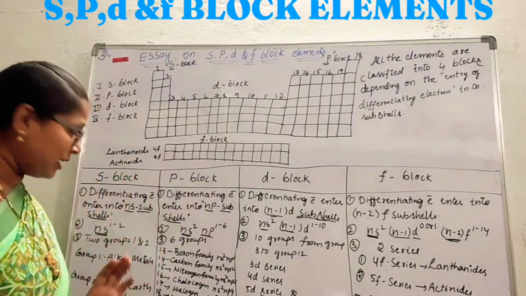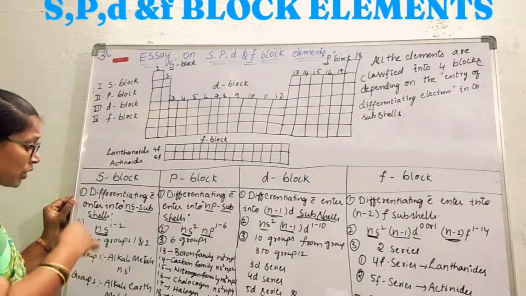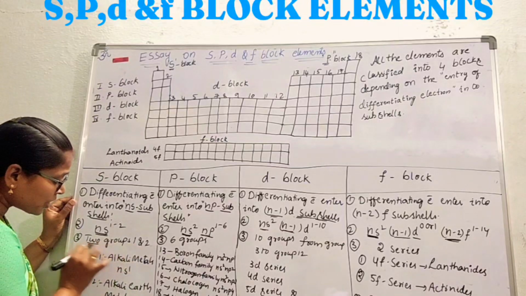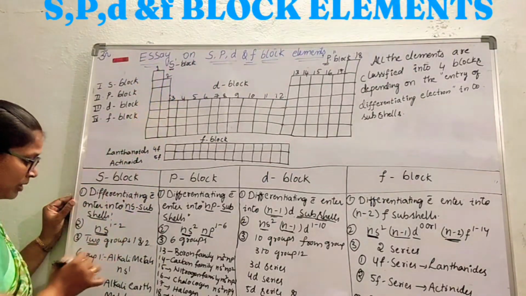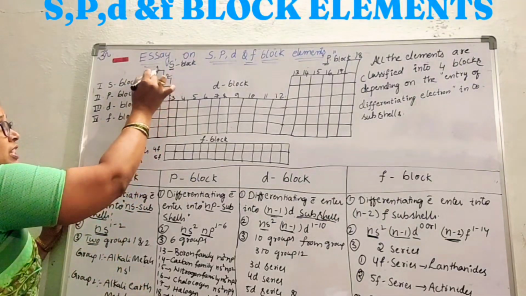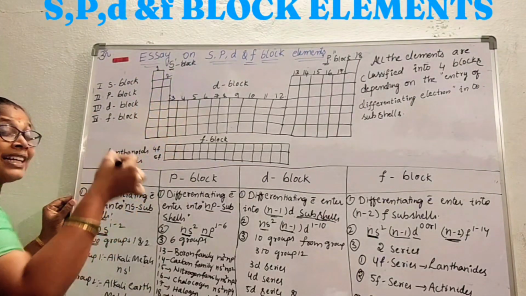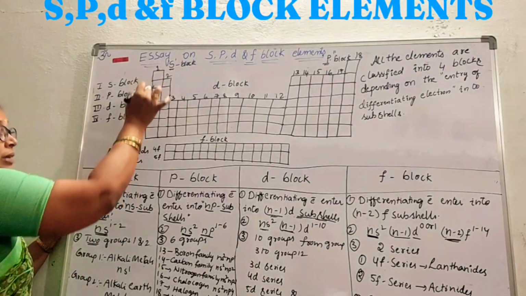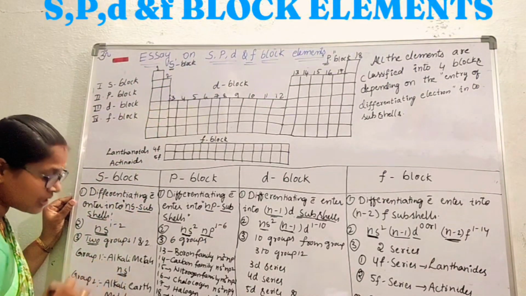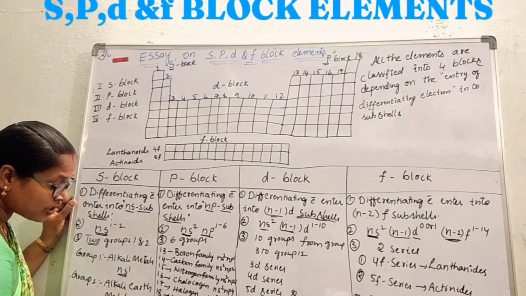So 2 points completed. Next, in the s block elements, how many groups are there? 2 groups are present, 1 and 2. These first group elements are called alkali metals, and second group elements are called alkaline earth metals. Then what is the general electronic configuration? For alkali metals, the general electronic configuration is ns1. For alkaline earth metals, it is ns2.